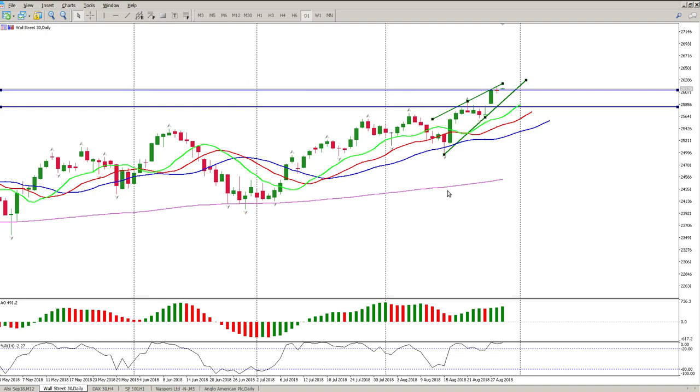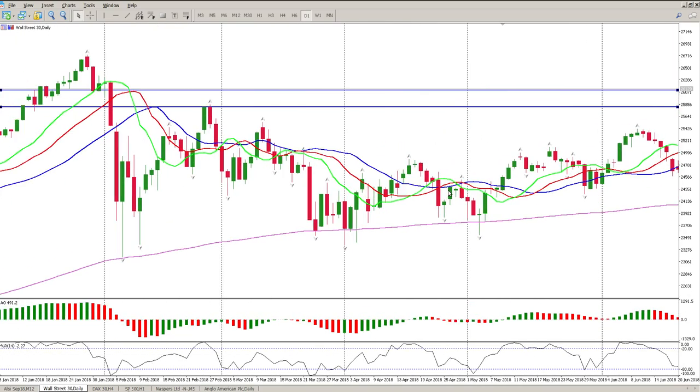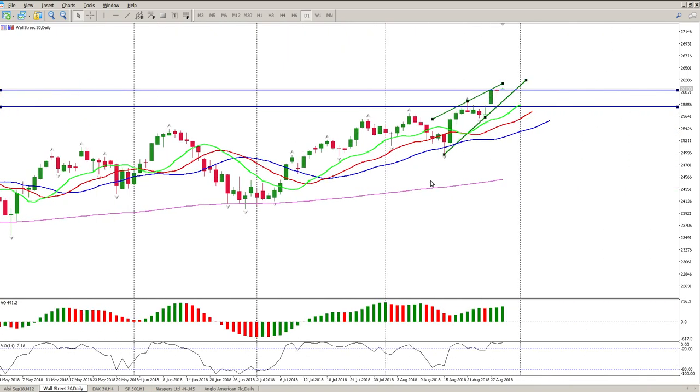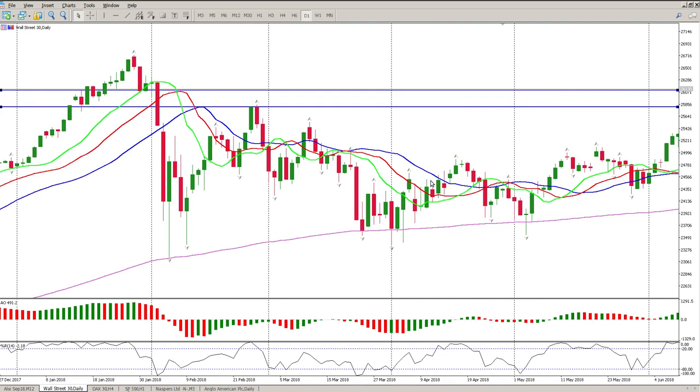Good morning, traders. So how do we trade the Dow Jones this morning using Bill Williams? First things first, my broker has actually fixed up their mistakes, but it has changed the overall picture of the chart, which is a little bit frustrating.